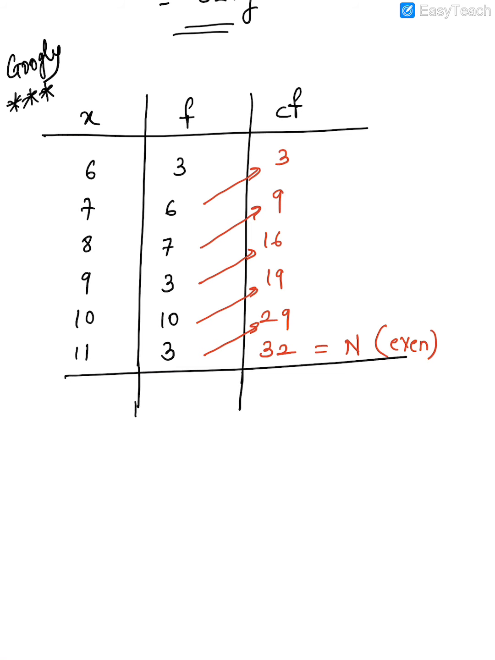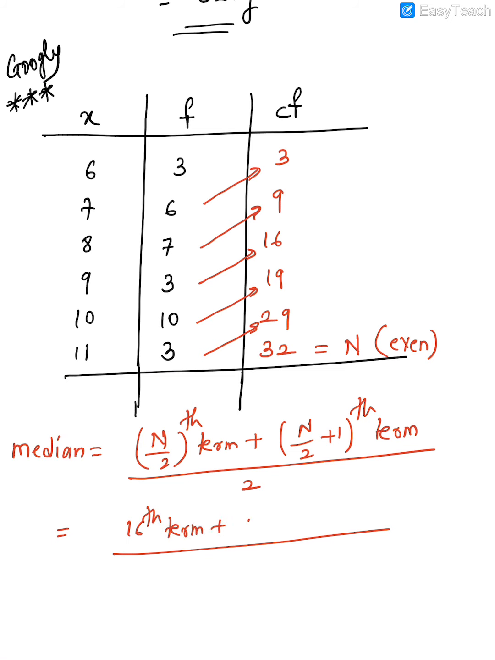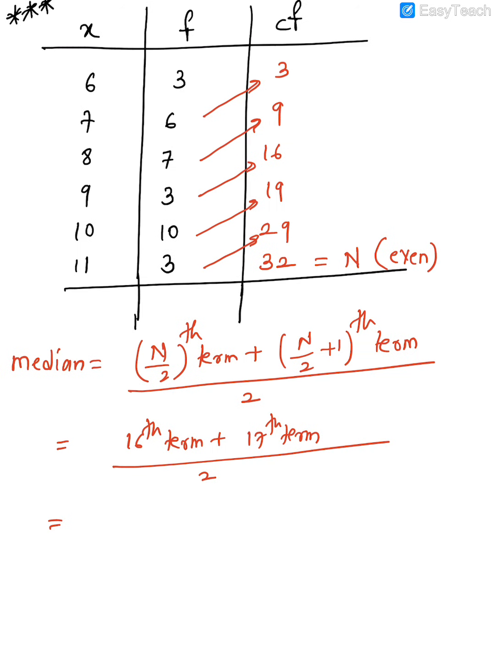Look. So again, what was our formula? Median is equal to n upon 2th term plus n by 2 plus 1th term, and then the whole thing is divided by 2. Okay, n upon 2 is the 16th term plus 16 plus 1, the 17th term, upon 2. Guys, now it's your turn to figure out which is the 16th term.